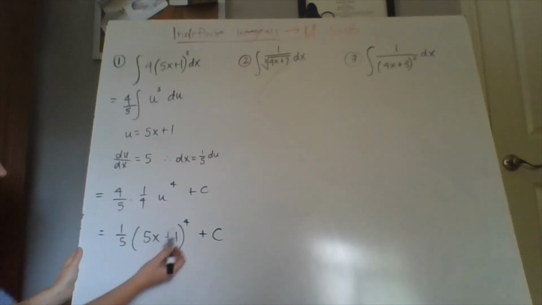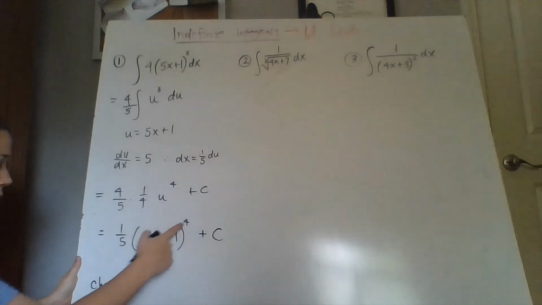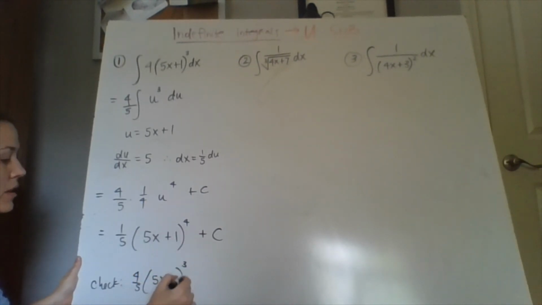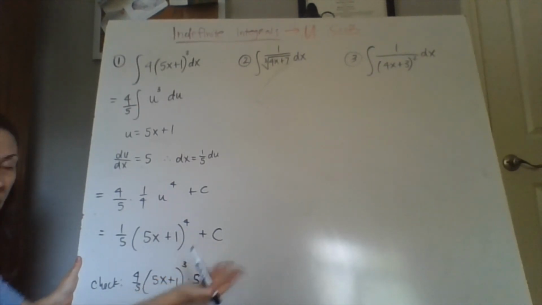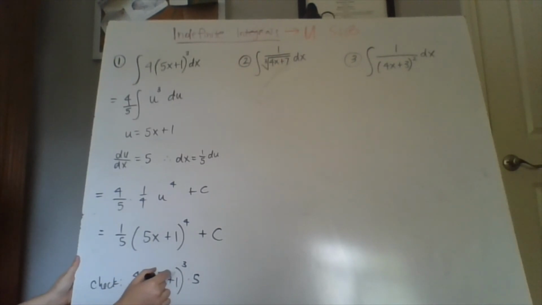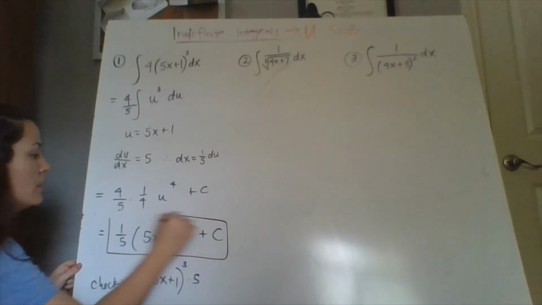I'd have to use the chain rule here. 4 times 1/5. So here's my check. 4 times 1/5, 4/5, 5x plus 1 to the 3rd, times chain rule, multiplied by 5, plus c. Well, if I take the derivative of a constant, it's 0. So 4/5 times this 5 would end up being 4 times 5x plus 1 cubed. Bingo, we got it. So we know that this is the right answer.